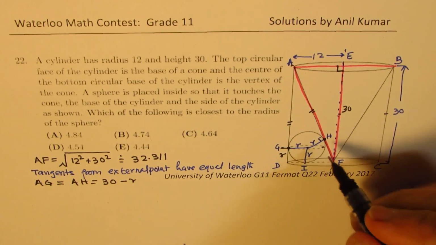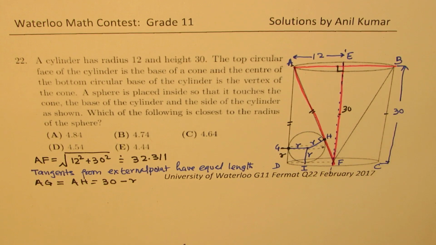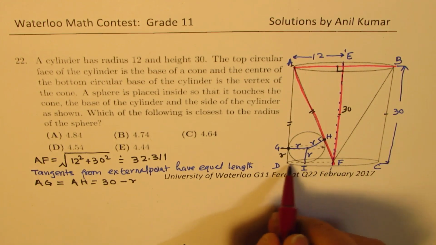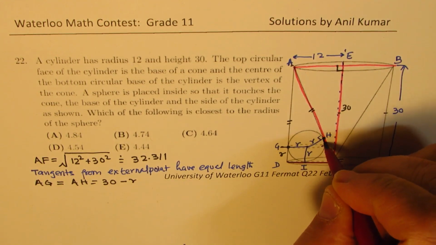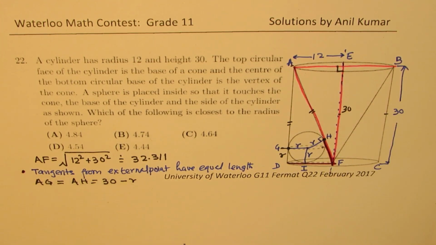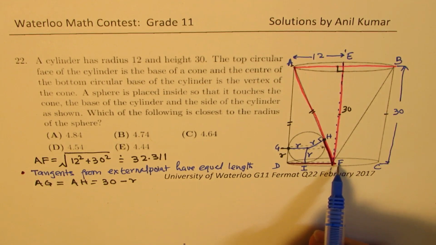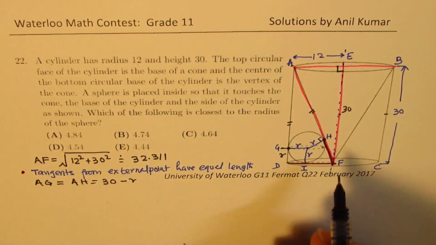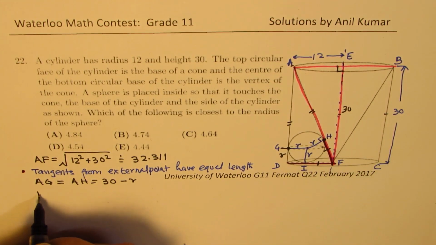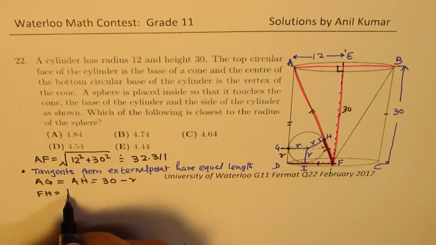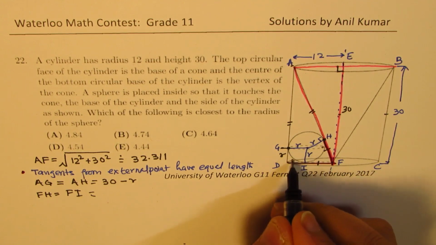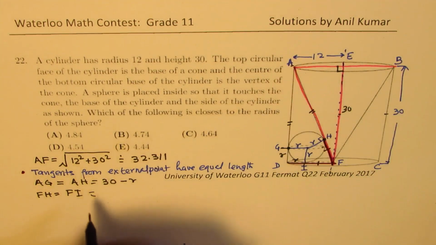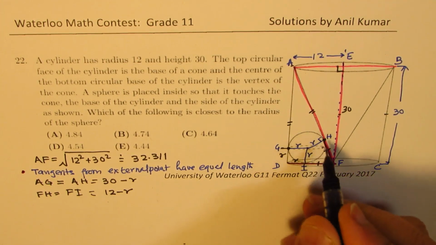Now we need to find H to F. How can you find that? Look from this side. That is your external point, and we have a tangent here, and this is also a tangent. So using this very important theorem, which many contests use in some way or the other, F to H is equal to F to I. This portion is R, and the whole thing is the radius 12, so it is 12 minus R. So we get F to H.